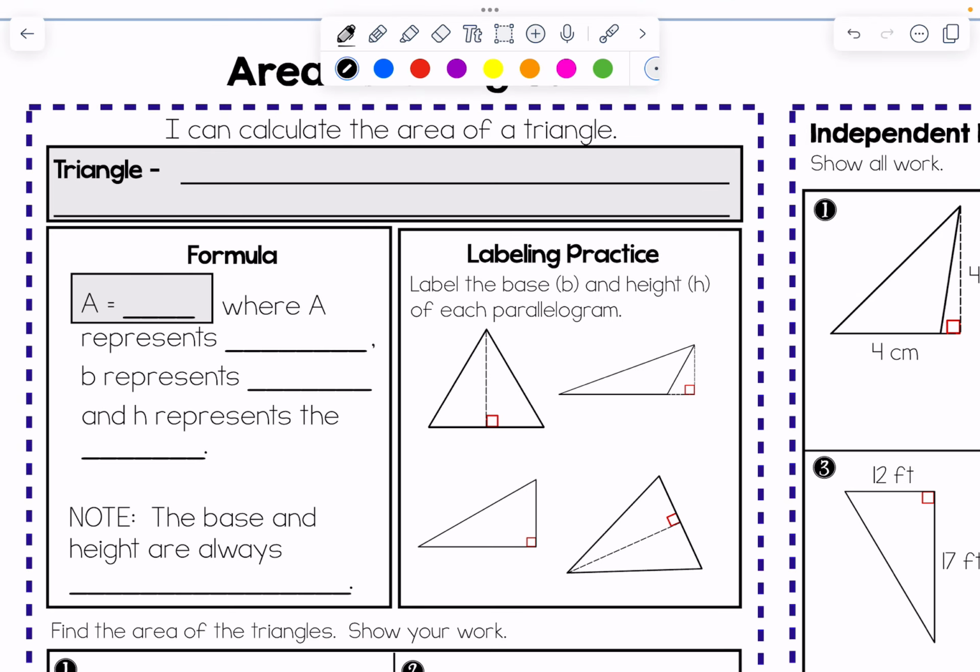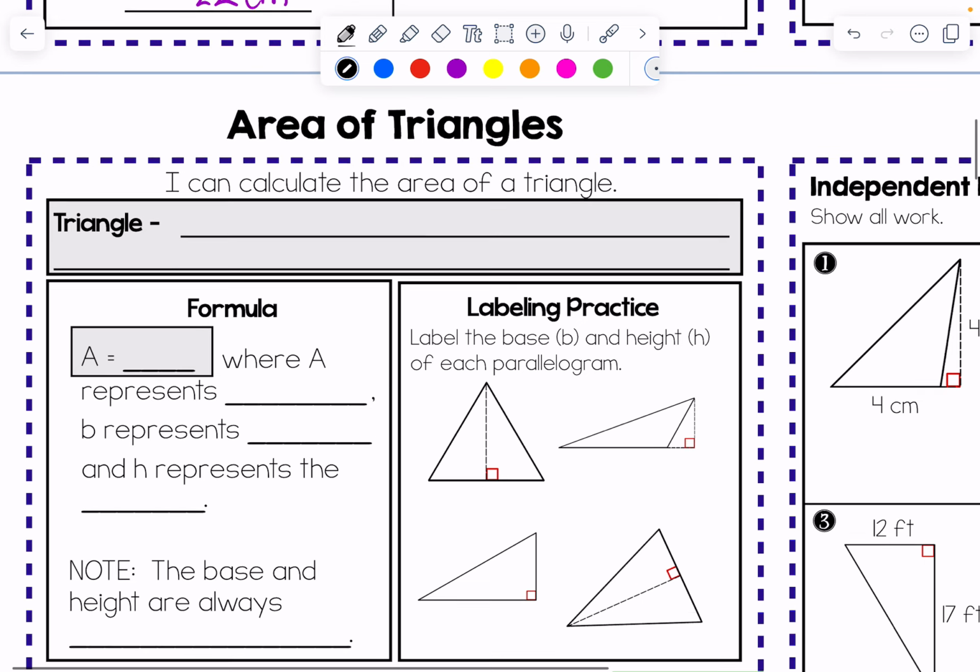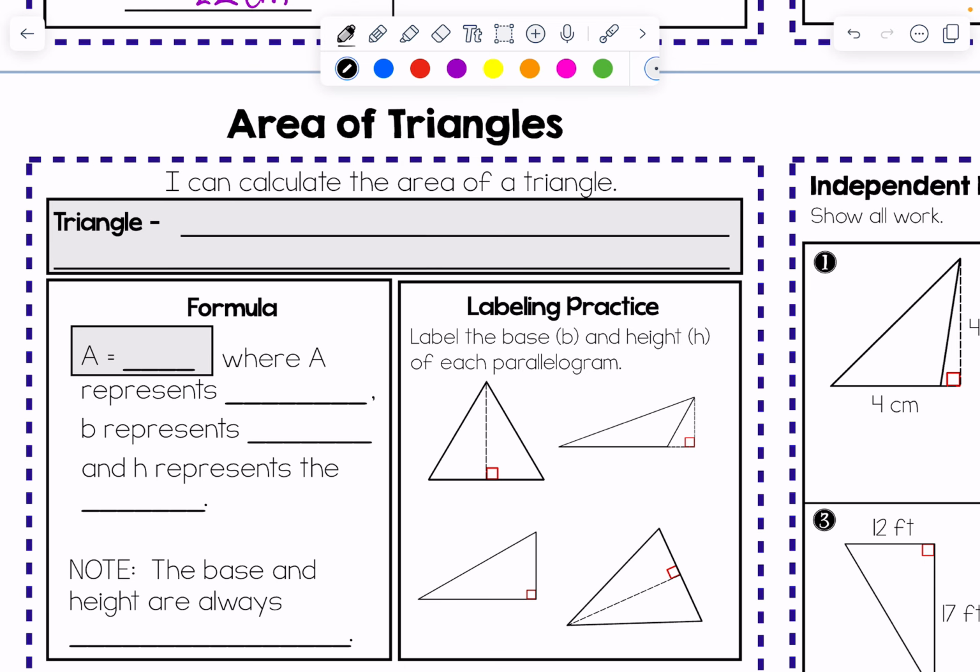Hi, seventh graders. Today we're going to talk about the area of triangles. So hopefully this video helps you be able to calculate the area of a triangle. So first of all, a triangle is going to be a polygon, which means it's a closed figure with three sides.